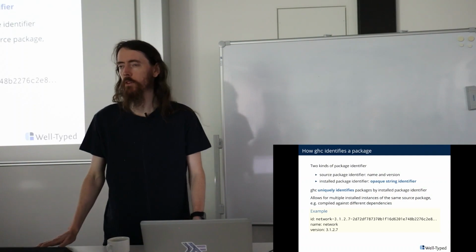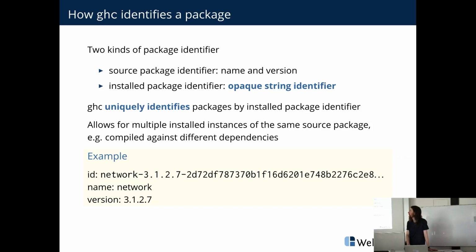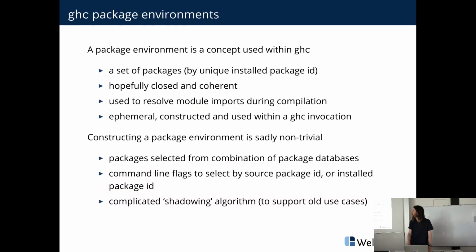Okay. So we were talking about package identifiers. We're going to talk a little bit more about this stuff. This is the kind of core concepts of packages within GHC and how Cabal relates to them. So we talked about these opaque identifiers. Now we need to talk about package environments. A package environment is a GHC concept, comparatively recent, and it's a set of packages identified by their installed package ID, aka the unit ID, and a package environment is hopefully closed and coherent.